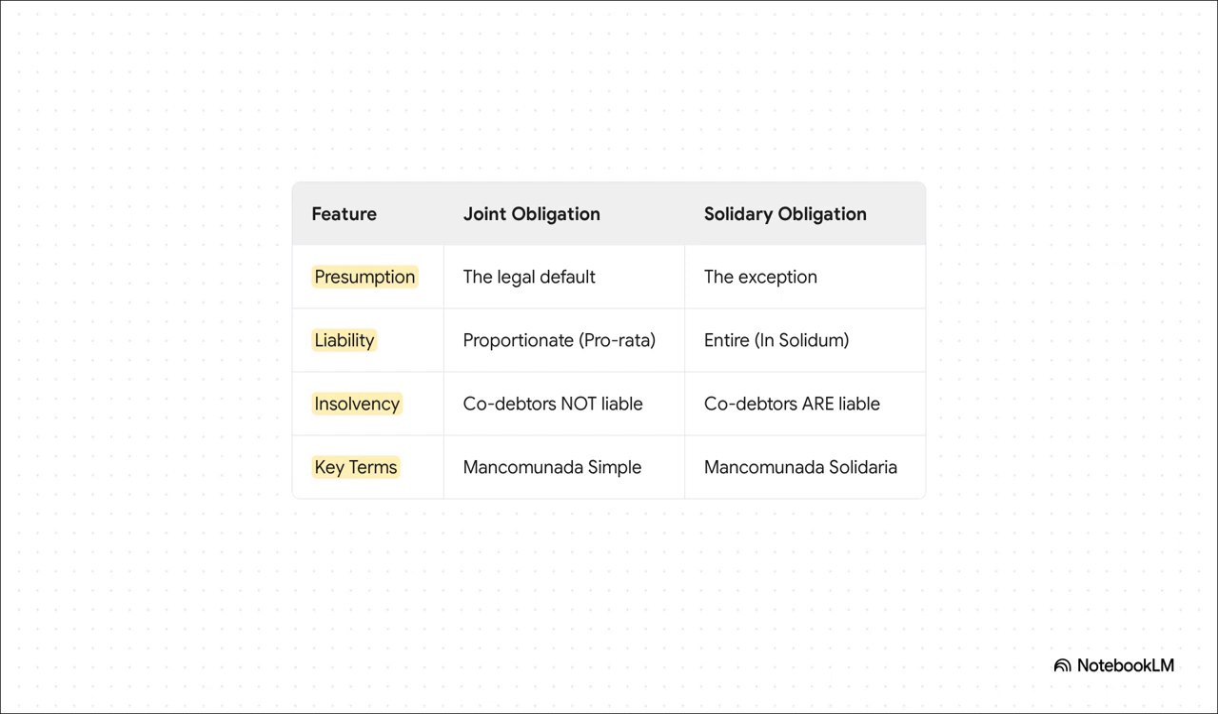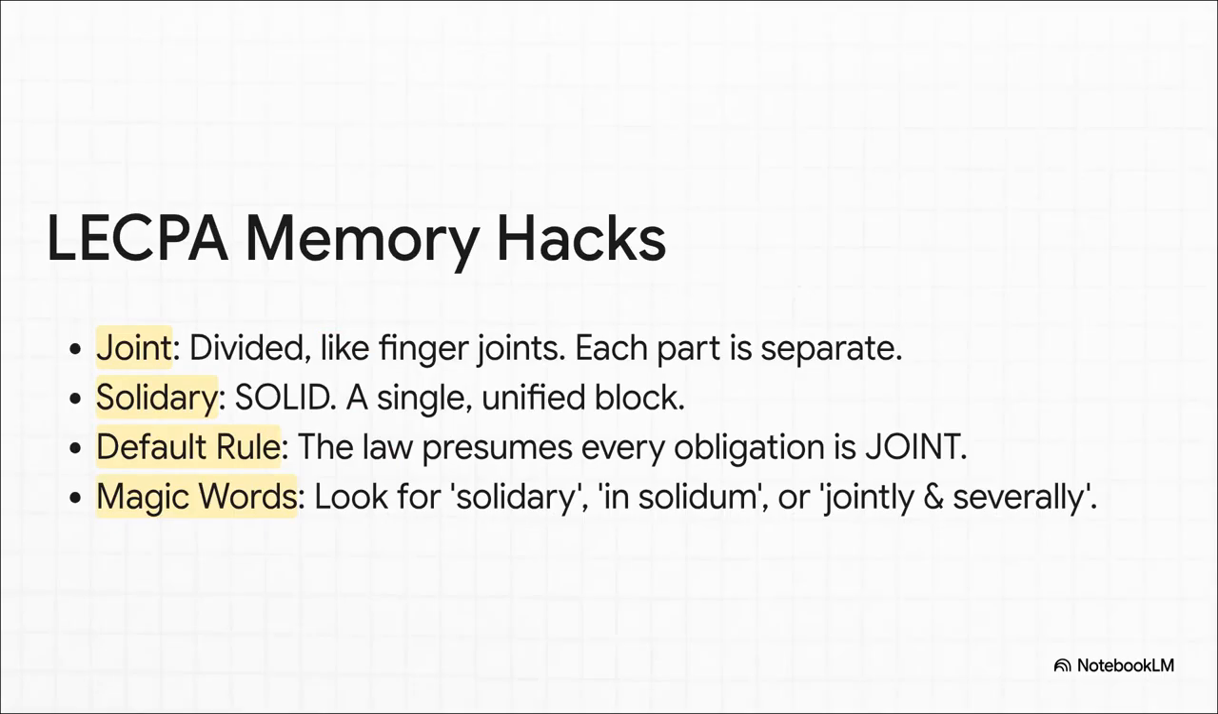And hey, don't forget those other key terms. They might try to trick you with mancomunada solidaria or jointly and severally. They all mean solidary. And to really make this stick, here are some memory hacks. For joint, think of the joints in your fingers. They're connected, but they're separate parts. For solidary, just think of the word solid. It's one solid, unbreakable unit. And please burn this into your brain. The law's default is always joint. If you don't see those magic words, you can safely assume it's a joint obligation.